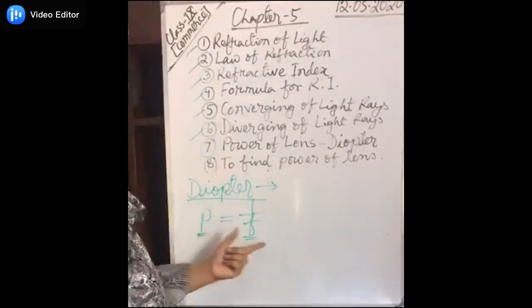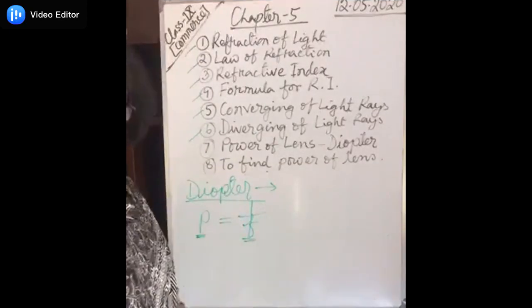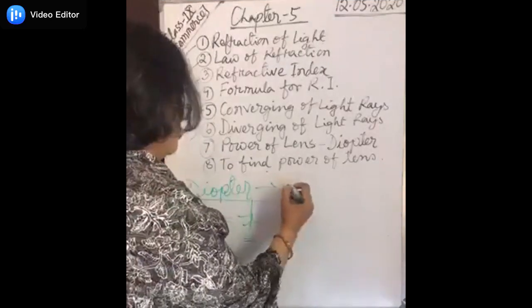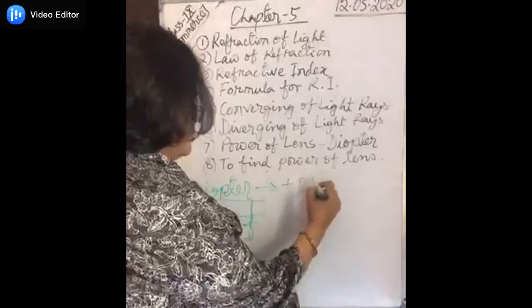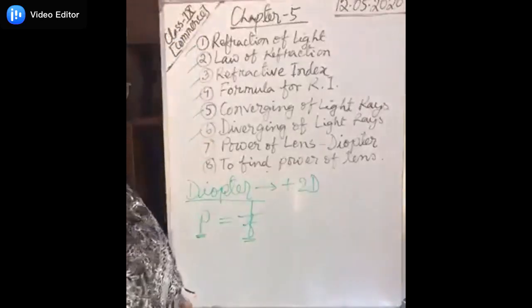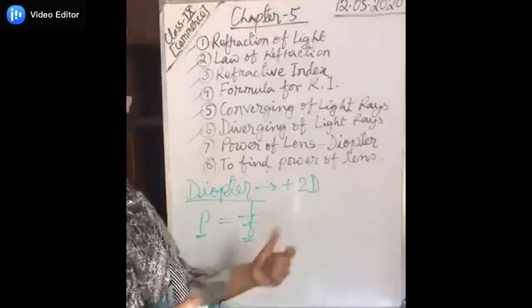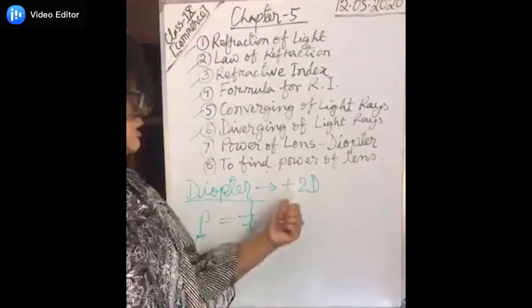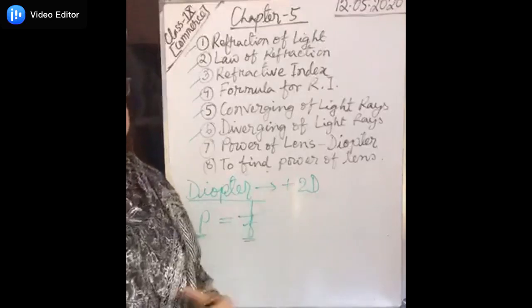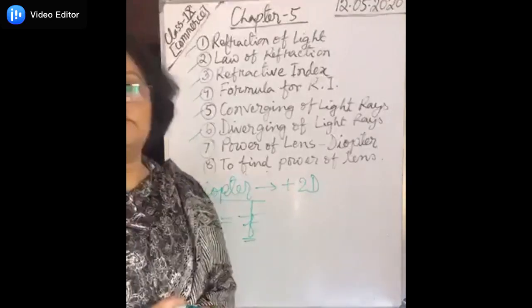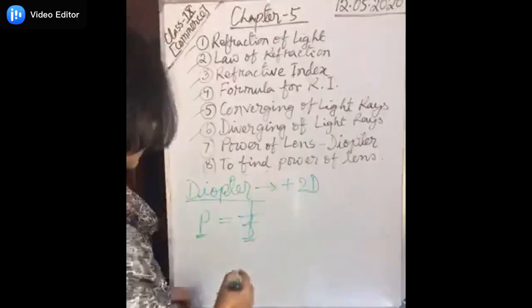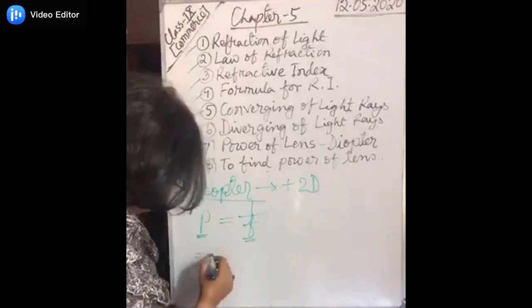If you know any one of the values, then you can find the other. Suppose I show you one worked example here: the power of lens is 2D. What does it mean? Is it a concave lens or a convex lens? See the plus sign, you can consider that this is a convex lens. So putting the value 2 in place of P, we can work this out.